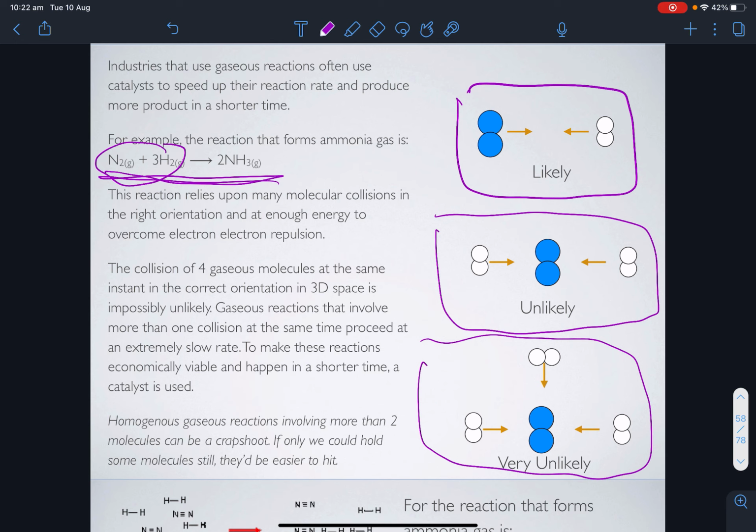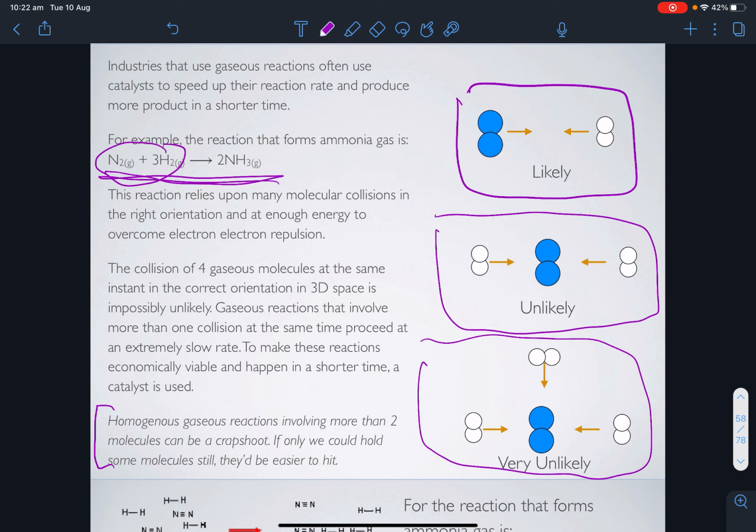Okay? So looking at the stoichiometry of a gaseous or homogeneous reaction, you can kind of predict the speed, or you can contrast it with something with a different stoichiometry. Okay? So I like this. Homogeneous gaseous reactions involving more than two molecules can be a crapshoot. Okay? It's all about randomness.